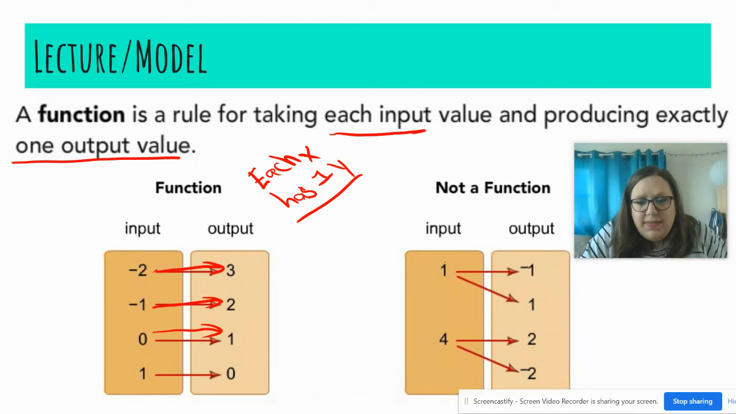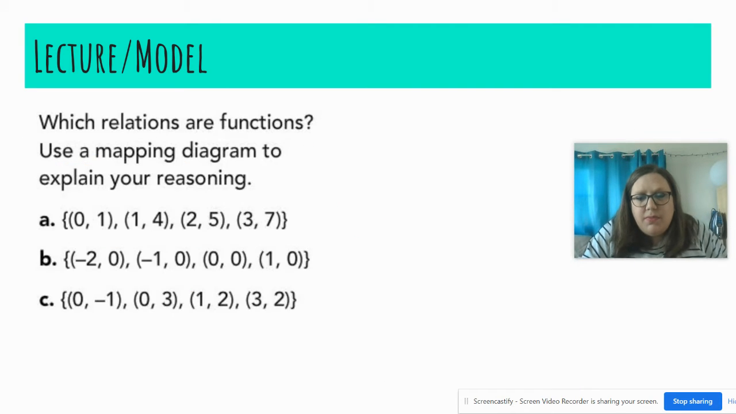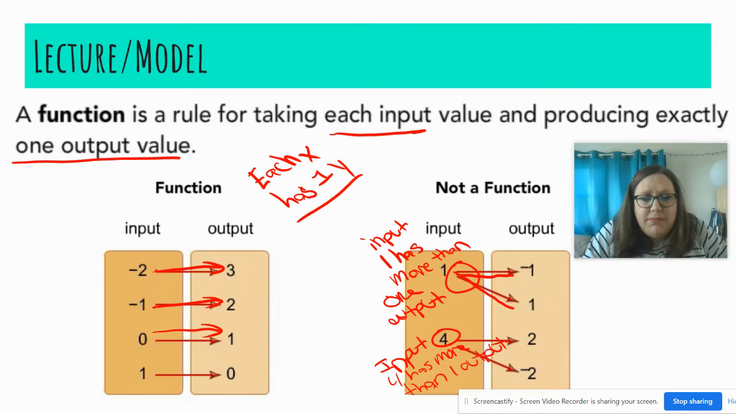But here, as you can see, this is not a function because 1 goes to -1 and it goes to 1. So input 1 has more than one output. Also, input 4 has more than one output. So that's going to be very important. Any input can only have one output. All right, let's keep going.